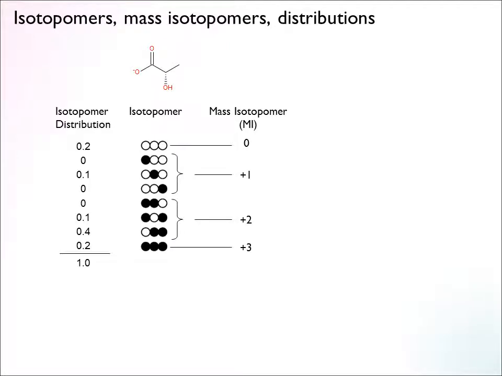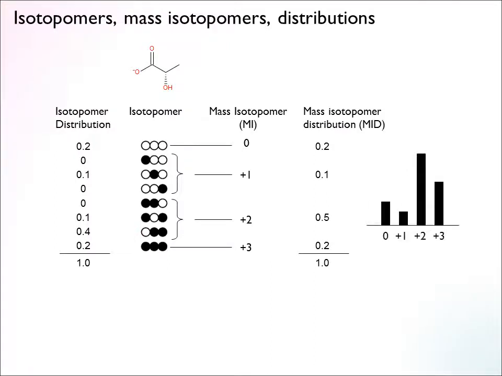Now, if we consider that in our actual cells, we have some of these species appear, some don't, and some are more common than others, depending on what metabolism looks like. You can come up with a distribution over these. So these are basically fractions of the total. So you might have 20% unlabeled, you might have 10% of this, 40% of this particular form, and so on, adding up to 100%.